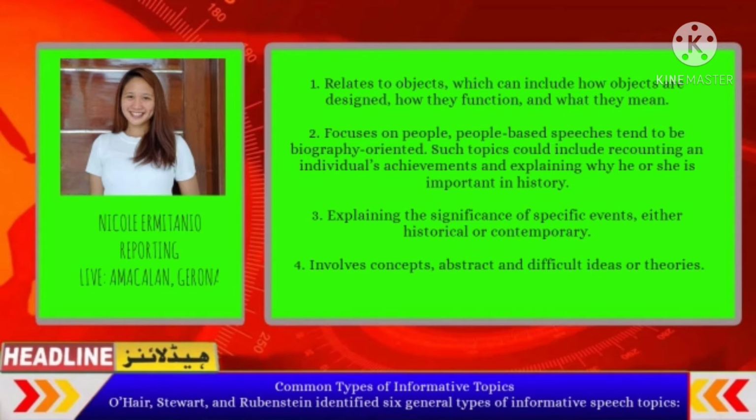The third type of informative speech involves explaining the significance of specific events, either historical or contemporary. For example, you could deliver a speech on a specific battle of World War II or a specific presidential administration. If you are a history buff, event-oriented speeches may be right up your alley. There are countless historical events that many people are familiar with and would find interesting. You could also inform your audience about a more recent or contemporary event.